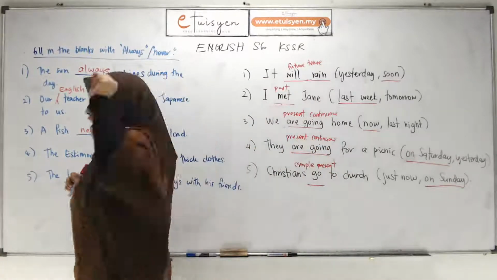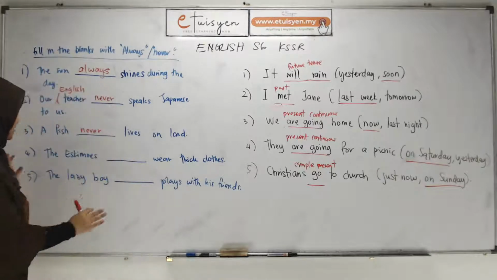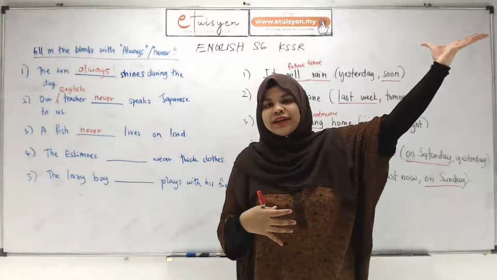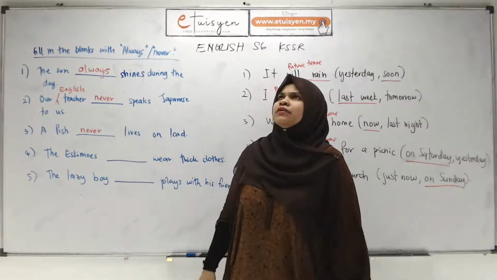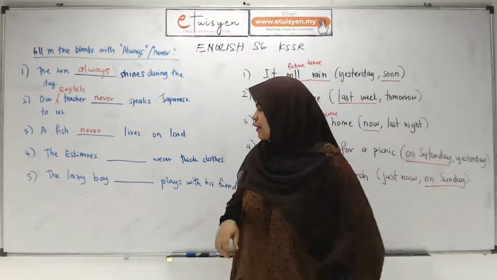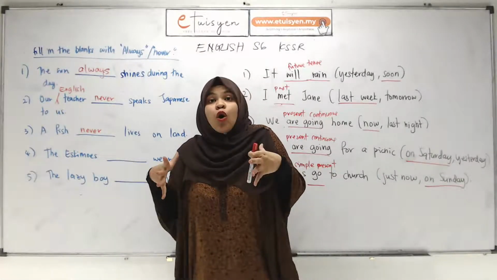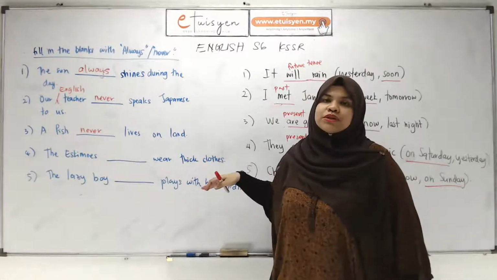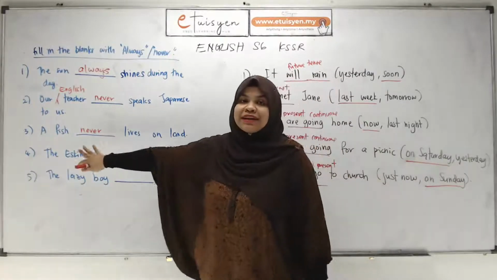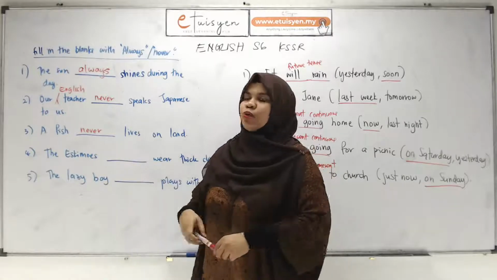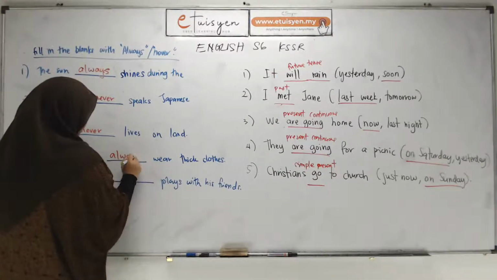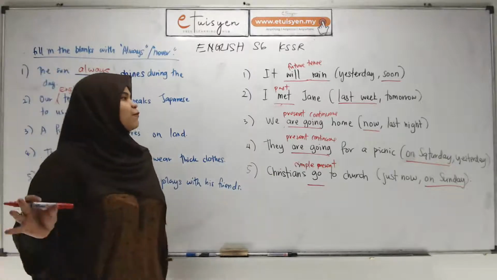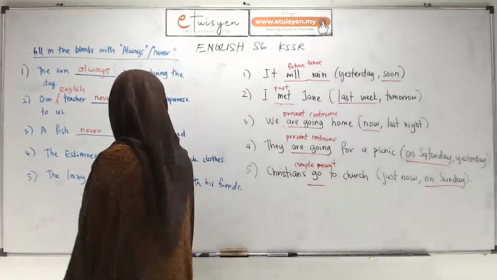Fourth. Sorry ya, admin suruh habiskan. Lagi 2 soalan. The Eskimos blank wear thick clothes. Eskimos ni adalah orang yang duduk dekat northern, dekat dengan Arctic. These people live in really, really cold weather. Memang sejuk nak mampus. Baju yang tebal, sebab Eskimos ni duduk dekat tempat yang sejuk. They always wear thick clothes. And the last one, the lazy boy blank plays with his friends. Kalau orang yang pemalas, confirm dia akan main dengan kawan dia, takkan buat homework. So here, always.